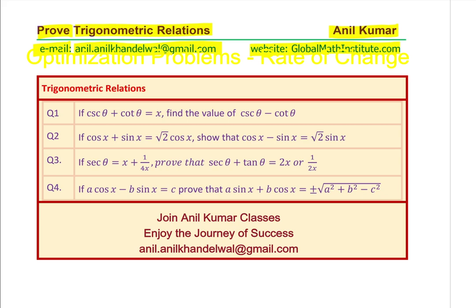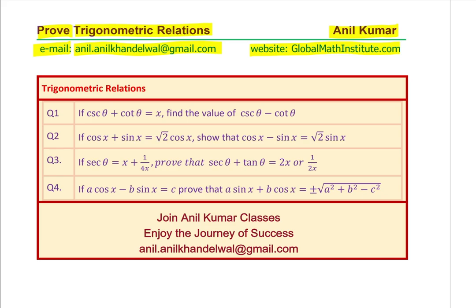The question here is, if cosecant theta plus cotangent theta equals x, find the value of cosecant theta minus cotangent theta. Question number 2. If cos x plus sin x is square root 2 cos x, show that cos x minus sin x equals square root 2 sin x.